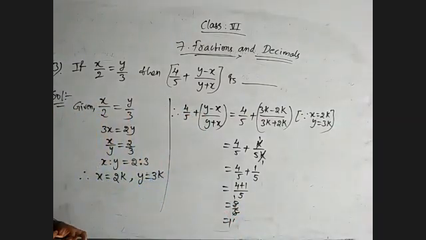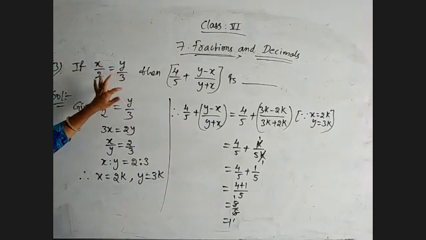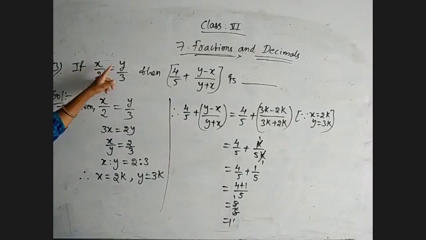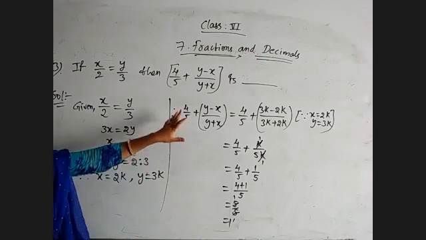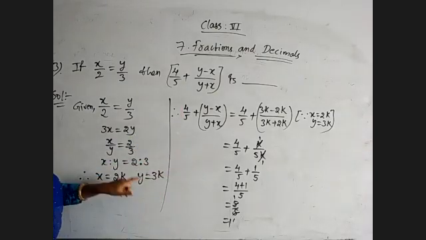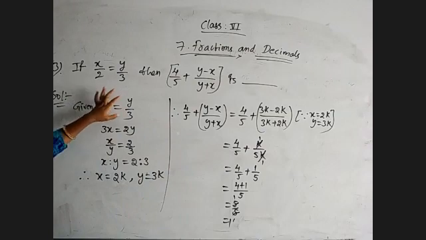Okay, so once again observe the question. Here they have given x by 2 equal to y by 3. If they had given x by y is equal to 2 by 3 directly, then we would directly take this step and substitute here. From this we would do the process. But here they have given x by 2 equal to y by 3.